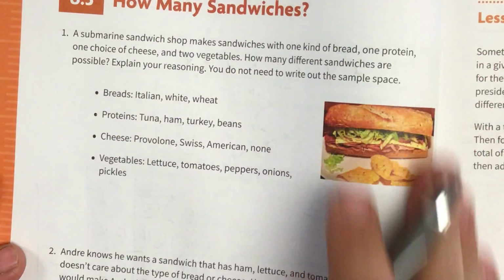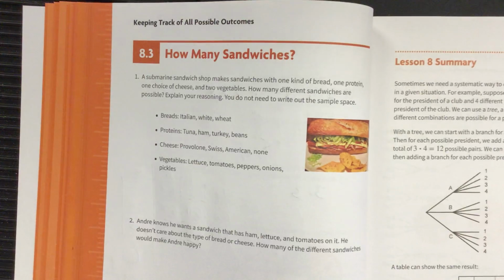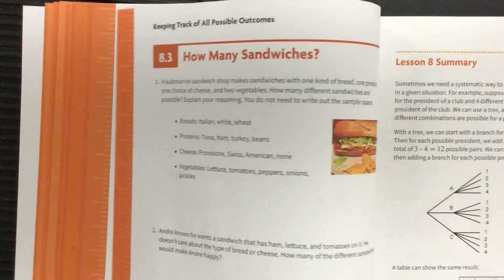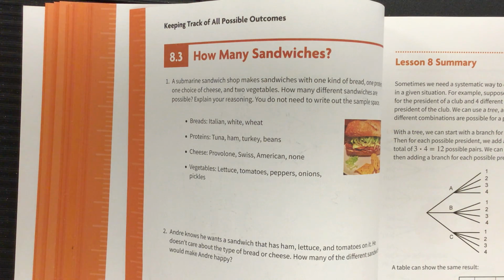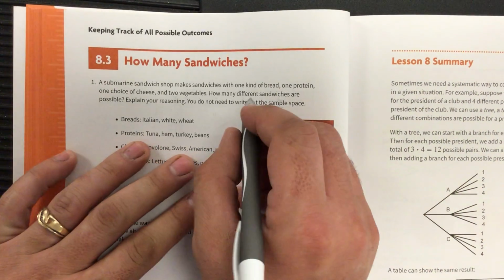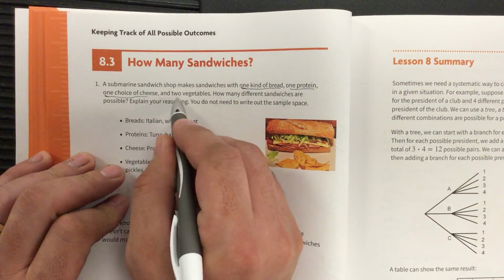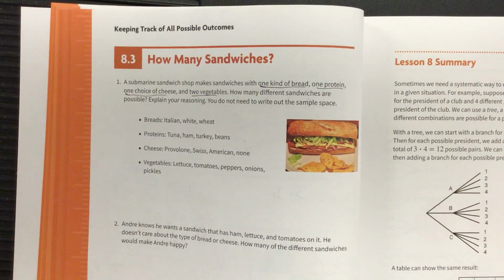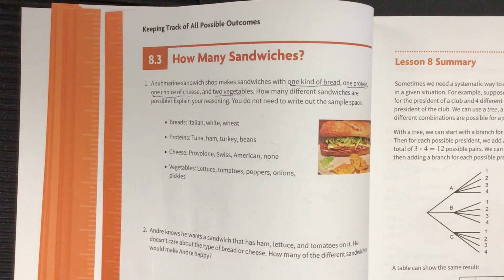Next question. This is really interesting if you think of like a Subway, how many different options you have. Okay, number 1, Dieterle, would you read it please? A submarine sandwich shop makes sandwiches with one kind of bread, one protein, one choice of cheese, and 2 vegetables. How many different sandwiches are possible? Explain your reasoning. You don't need to write out the sample space. Thankfully.